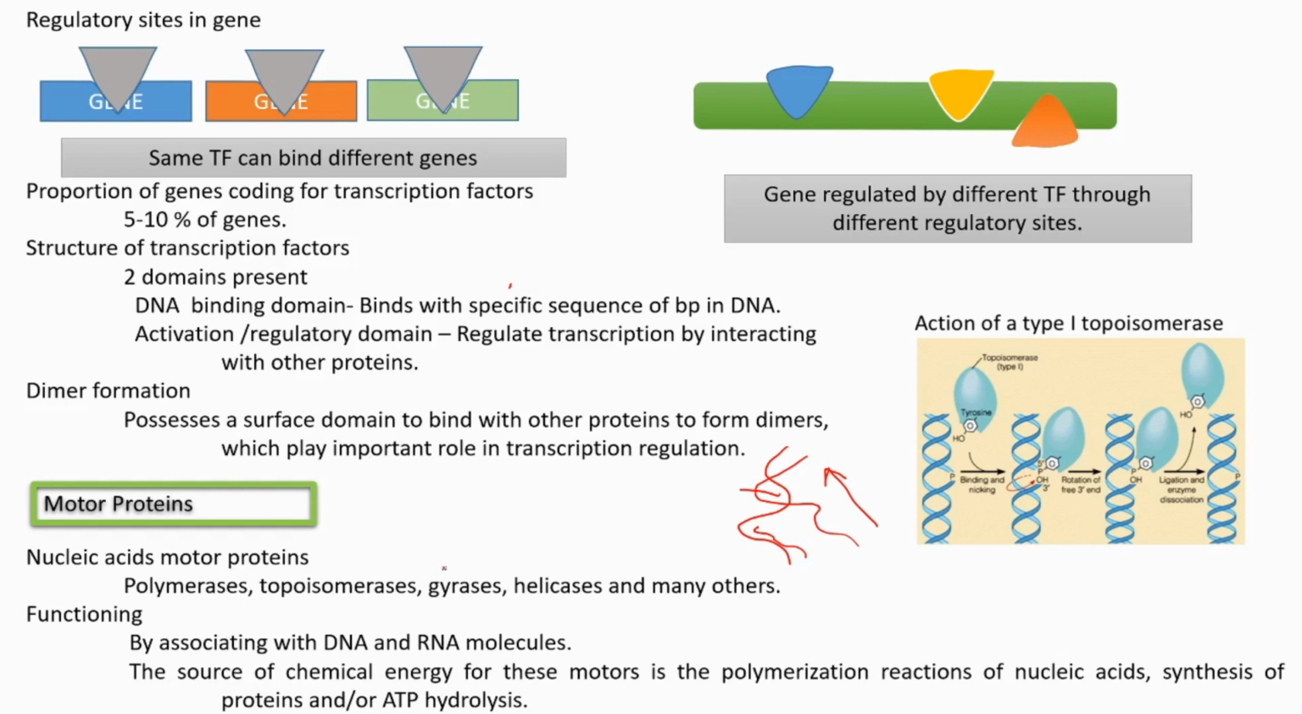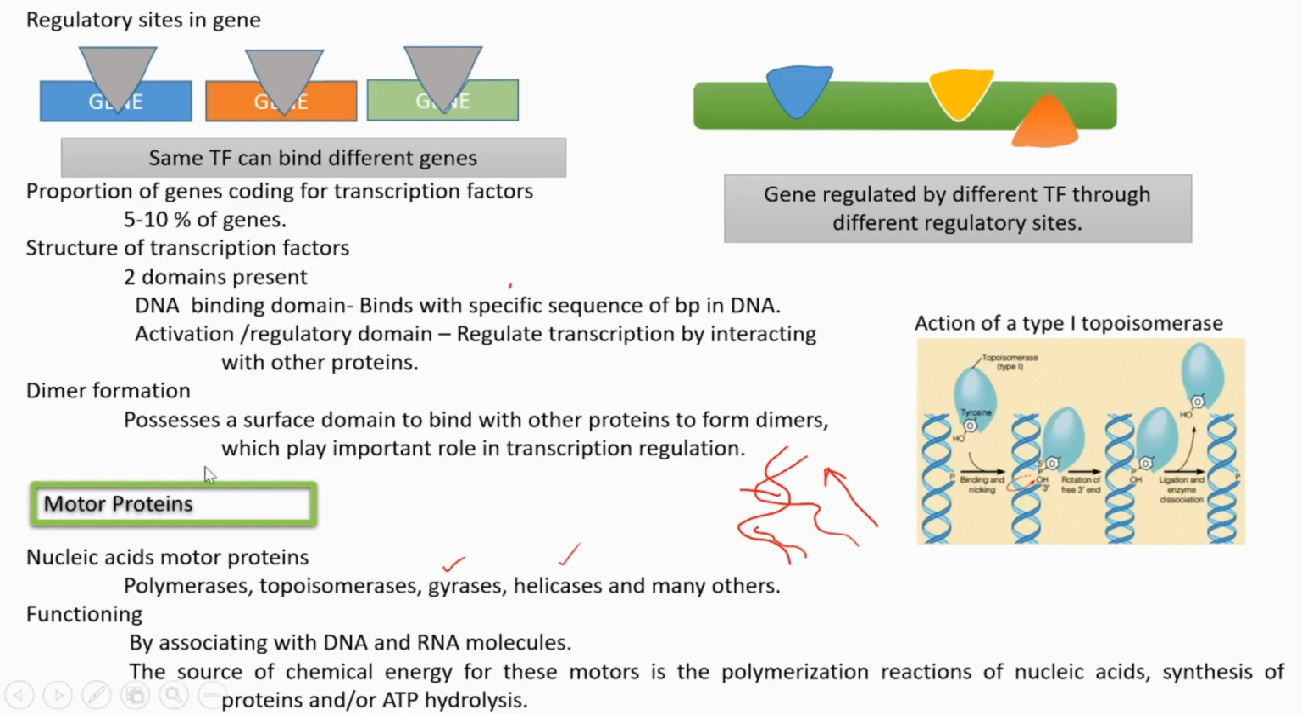And gyrase is another enzyme whose function is somewhat similar to topoisomerases, to remove or reduce the strain in the DNA double helix. Helicases help in unbinding the DNA, and there are some other similar types of proteins.